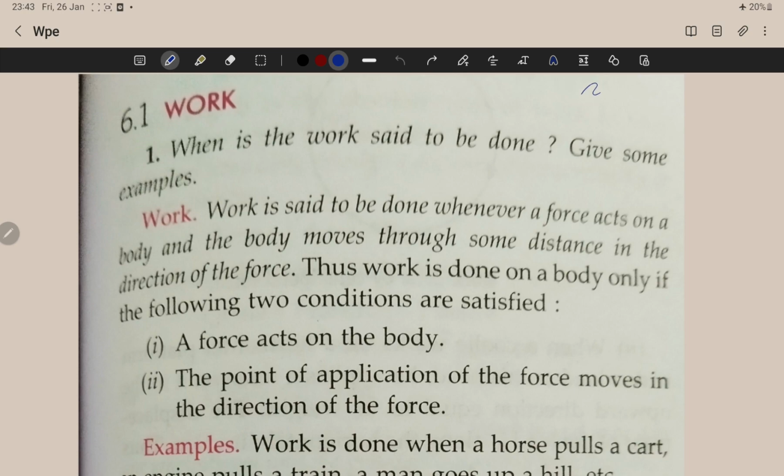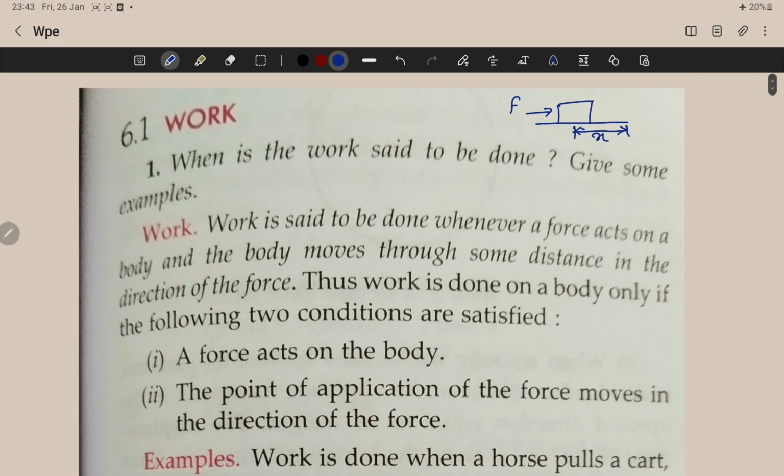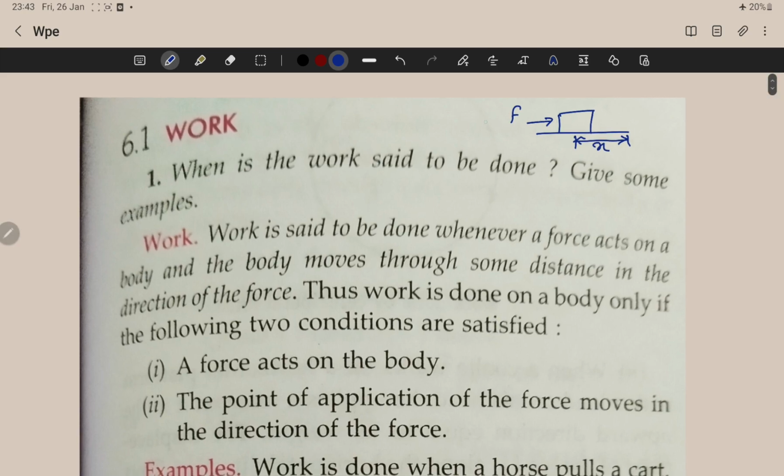Let's say there is a body, and a force acts on the body, and the body moves through some distance x in the direction of the force. Direction of force means, for example, the x direction. If the body moves in the y direction instead, then there is no work done, because the angle will become 90 degrees. So in the direction of force means the body moves in the x direction.